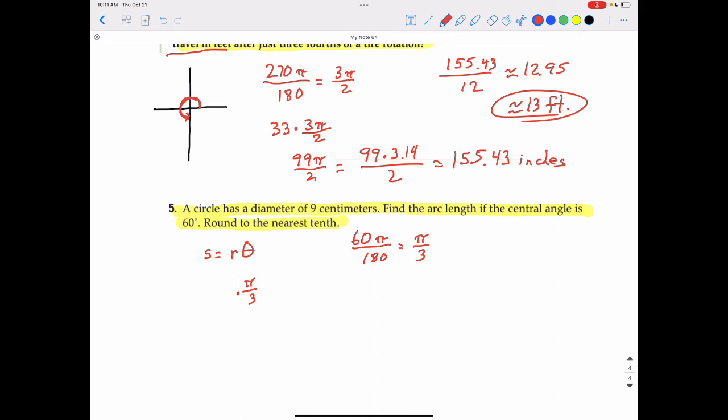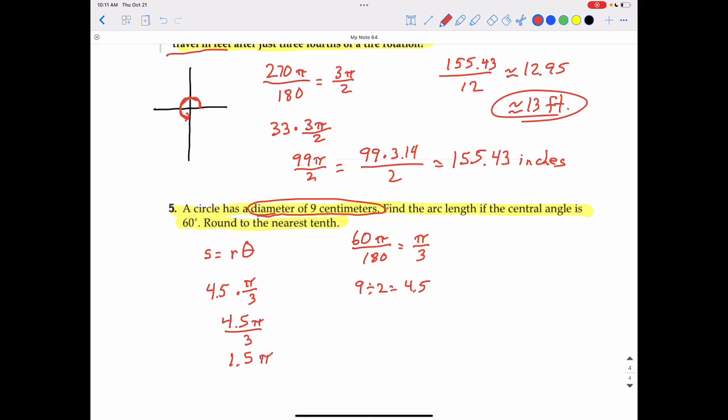And then I also need the radius. Now the information they give us here is that the diameter is 9 centimeters. Well, I need the radius. Remember, the radius is half the diameter. So if I just take 9 divided by 2, that will give me the radius. The radius is going to be 4.5. So the arc length is going to be 4.5 times pi over 3. And 4.5 divided by 3 is 1.5, so I could write that as 1.5 pi.